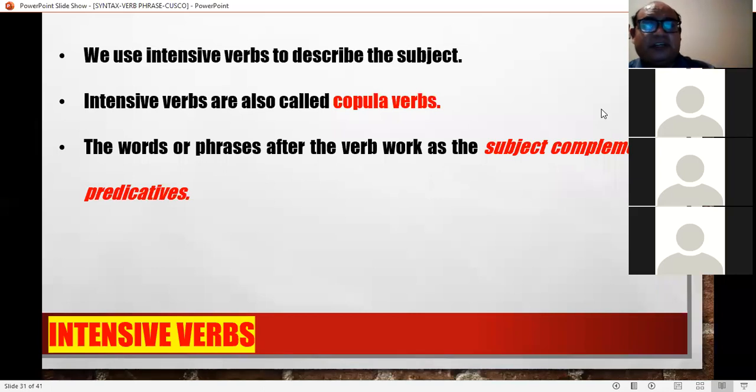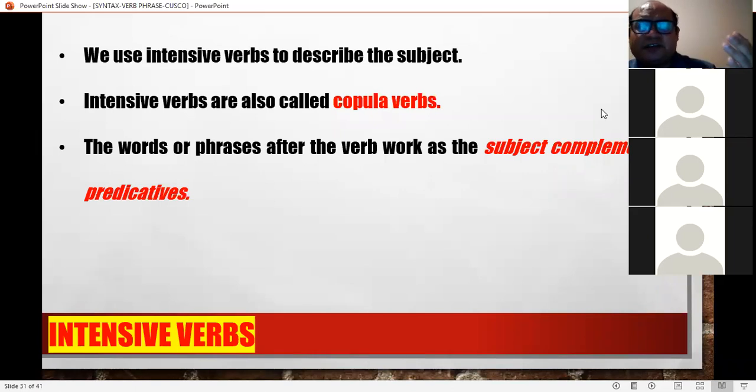Subject complement is not a verb complement. With transitive and ditransitive verbs, we have verb complements. For example, William gave Millie some money. Millie and some money are complements of the verb, right? Yes? Millie and some money are complements of the verb.